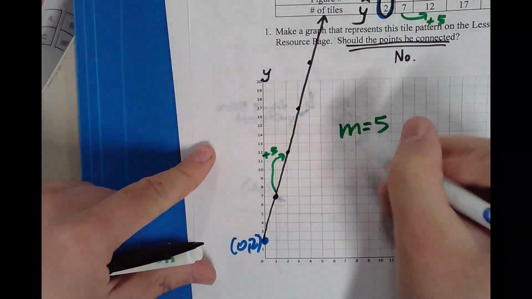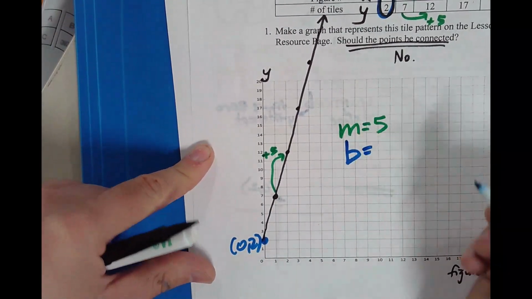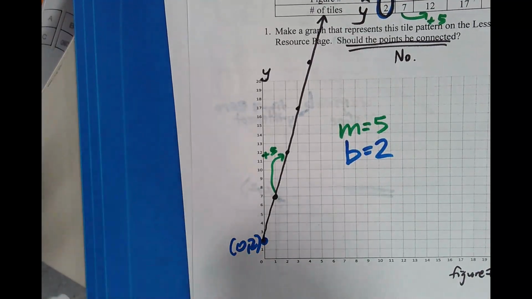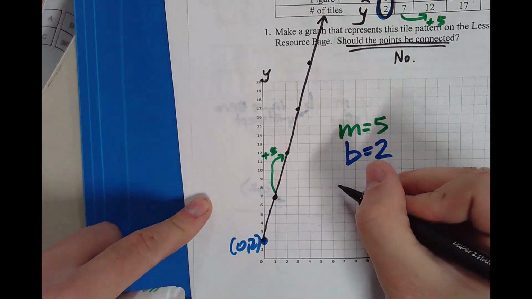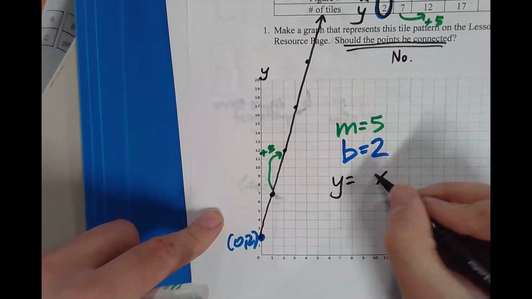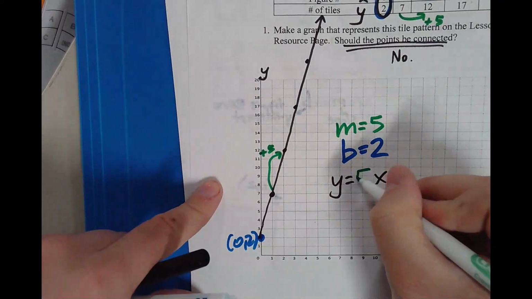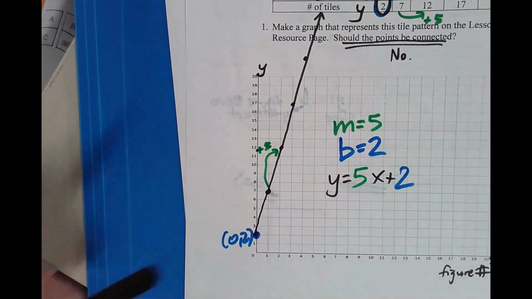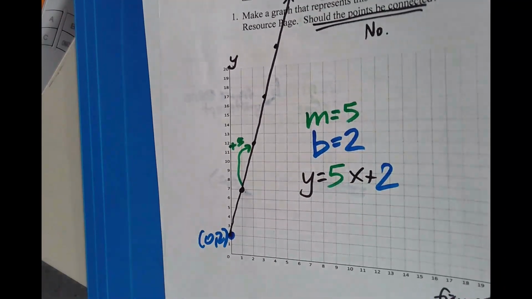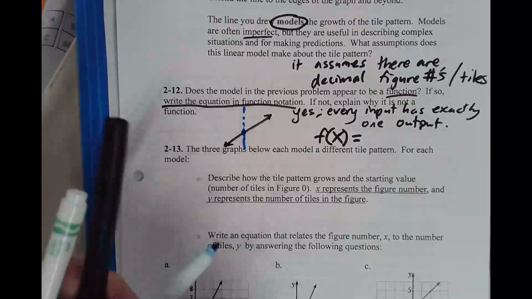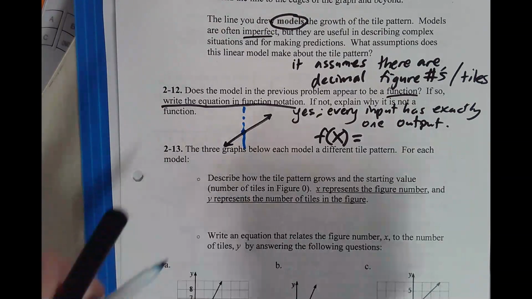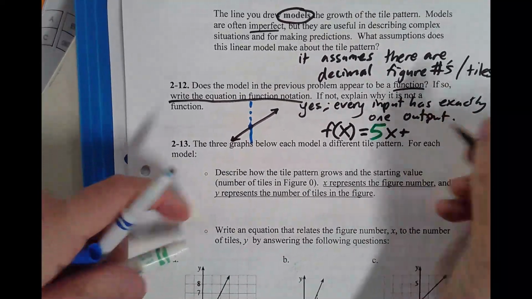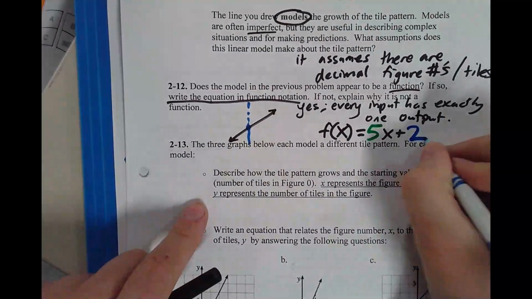What's the starting value? Our b. Our starting value is 2. So how would I write this in function notation? Instead of writing it as y equals 5x plus 2, I'm going to write it as, let's flip our paper, f of x equals 5x plus 2.